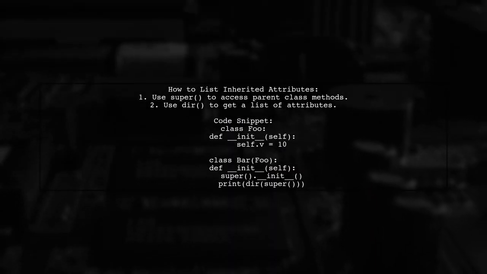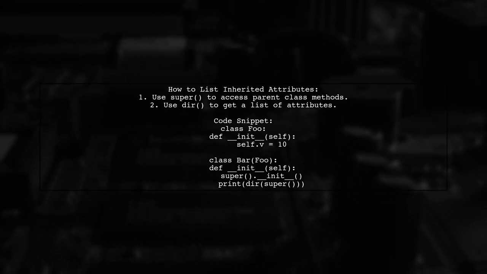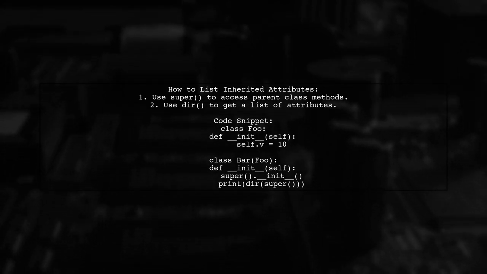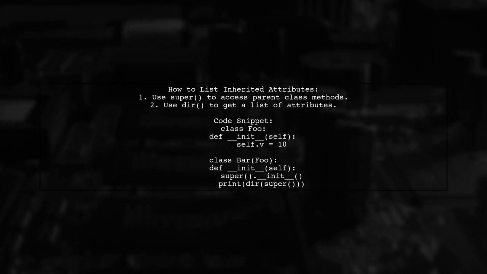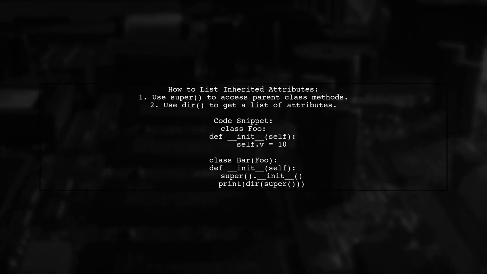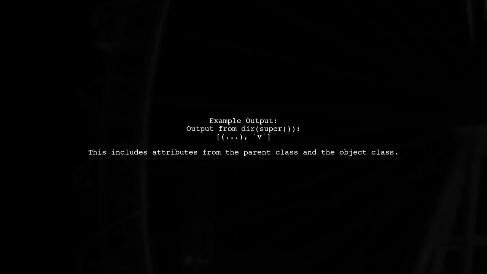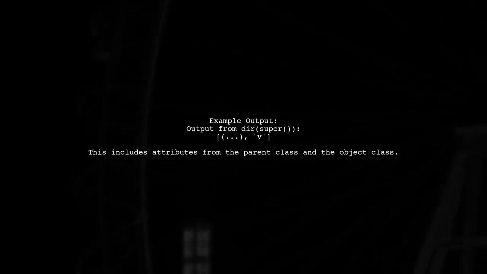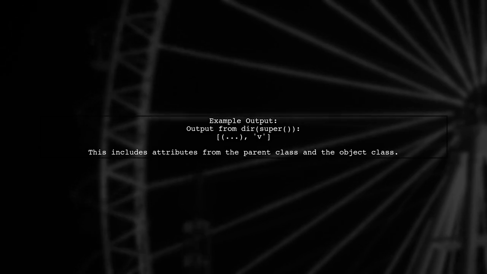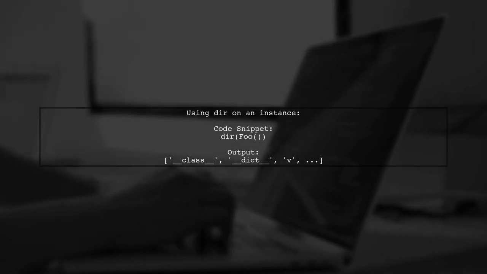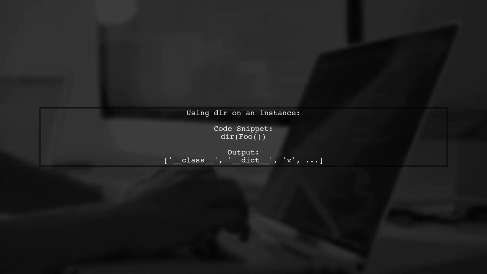To list all attributes inherited by a class, you can use the super and dir functions in Python. The super function allows you to access methods from the parent class, while dir returns a list of an object's attributes. When you create an instance of a subclass, like bar, and call dir on super, it shows you the attributes inherited from foo, including those from the object class. If you want to see the attributes of a class without extending it, simply use dir on an instance of that class.